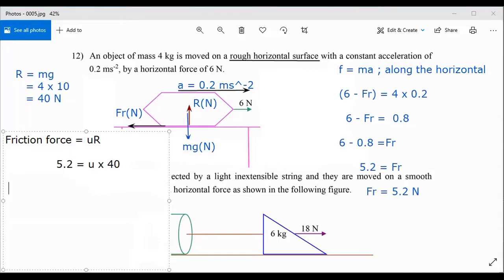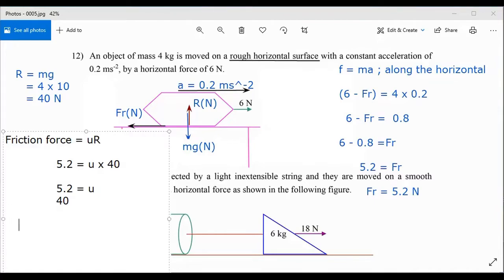If I take 40 to this side, multiplication 40 comes to this side as division by 40. So 5.2 divided by 40 equals mu. Got it? So how do we simplify this?